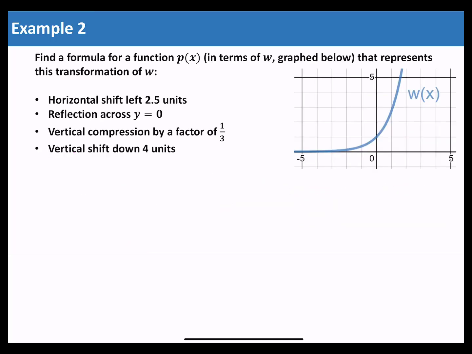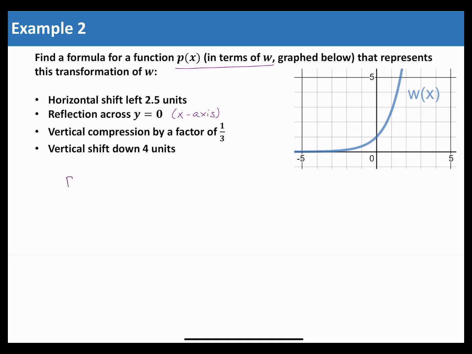Find a formula for a function p of x in terms of w graphed below that represents this transformation of w. A horizontal shift left 2.5 units, reflection across y equals 0, which keep in mind is the x-axis, a vertical compression by a factor of 1/3, and a vertical shift down 4 units. So if we're finding p of x in terms of w, we would have p of x equals a times w of x minus b plus c, where parameters a, b, and c represent the various transformations we've discussed. Now would be a good time to pause the video and try to finish this question, and then come back and check your answer.